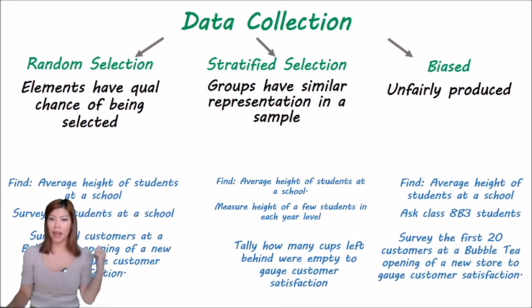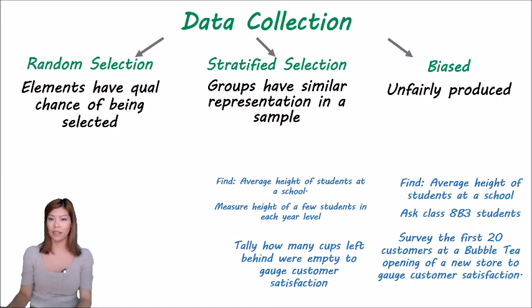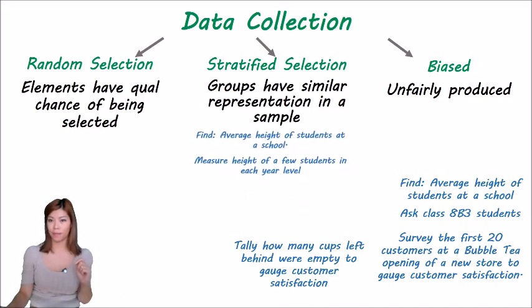Now there were a lot of examples, so I'm going to delete the 2 that are not relevant, and we're going to look at these. So finding the average height of a student at a school, and we measured the height of a few students in each year level. So if I went and got a few students from each year level, it is fairly represented. So this is called stratified selection.